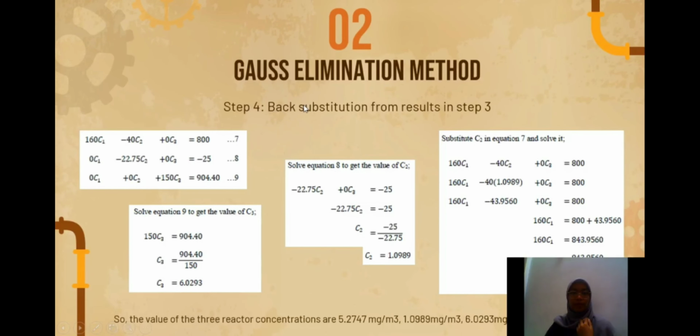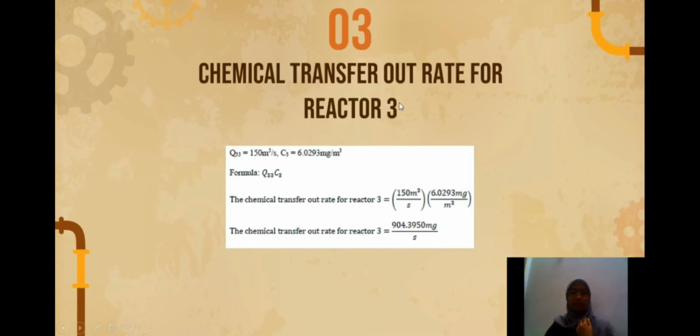And the last step for the Gauss elimination method is we need to do back substitution for equations 7, 8 and 9. So firstly, we solve by using equation 9, and then 8, and then 7. And then we got the values for C3, C2 and C1. And lastly, we need to calculate the chemical transfer out rate for reactor 3 by using the Q multiplied by C formula. And then we got 904.3950 milligrams per second. That's all for me. Thank you.